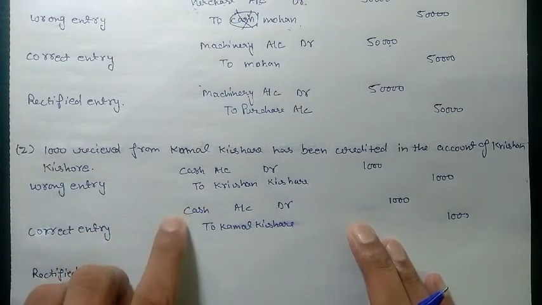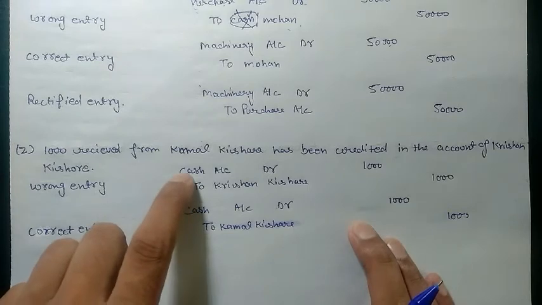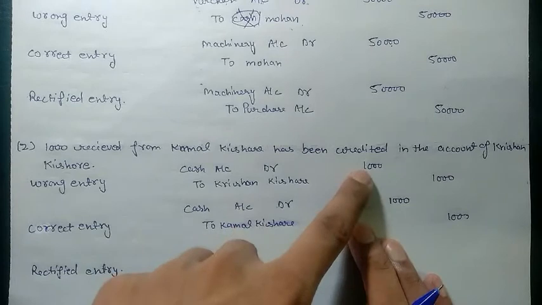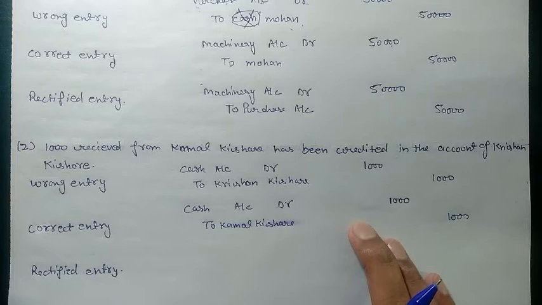We need to make this entry, but we made this. Now we have to correct this entry. How will we correct it? First thing, we need to check that cash account we need to debit, we have debited by the same amount. So cash account is correct in this entry. We need to correct only Krishan and Kamal account.